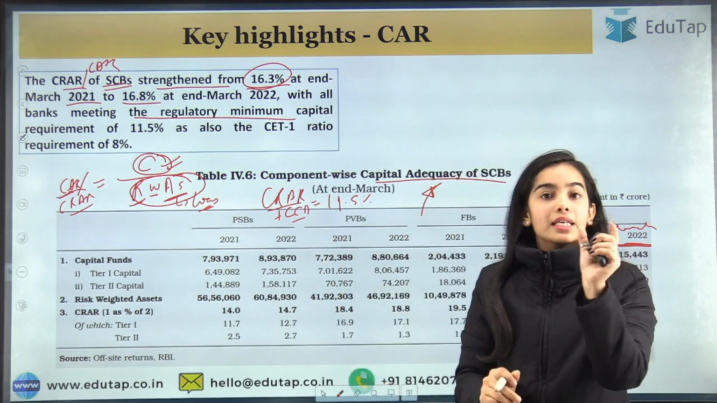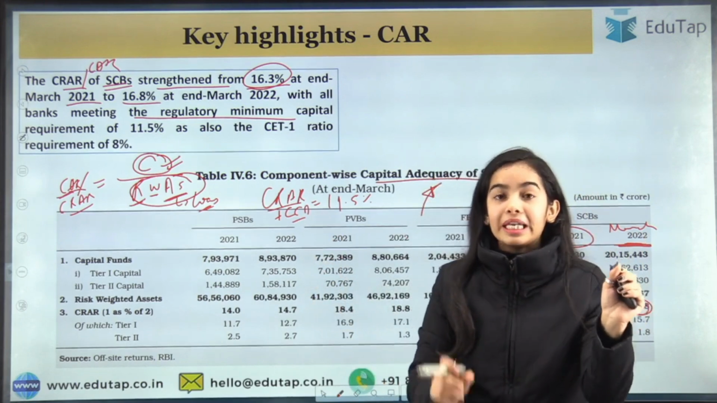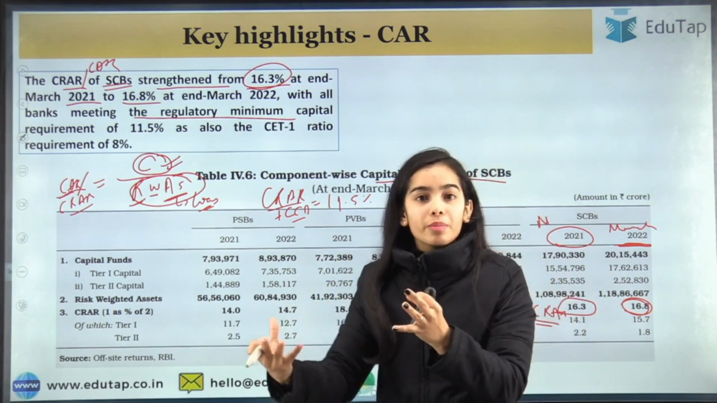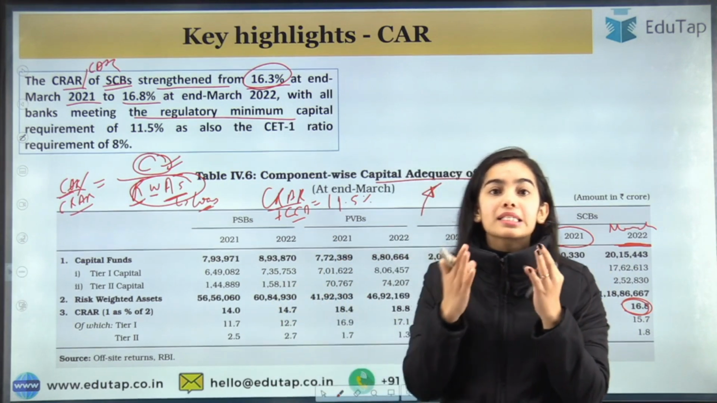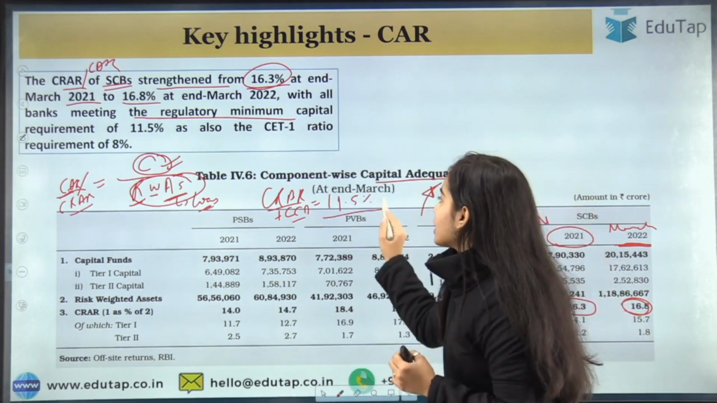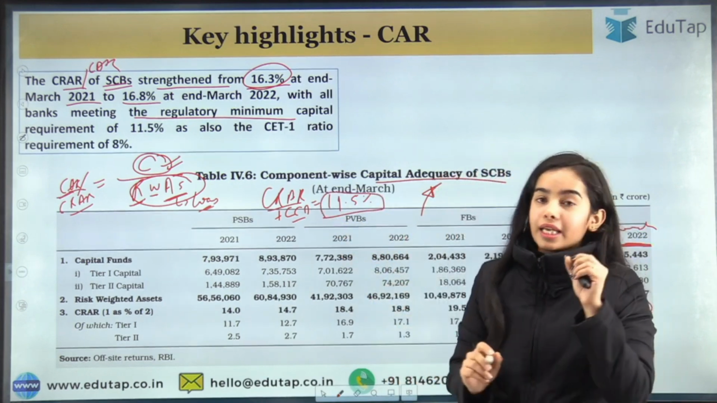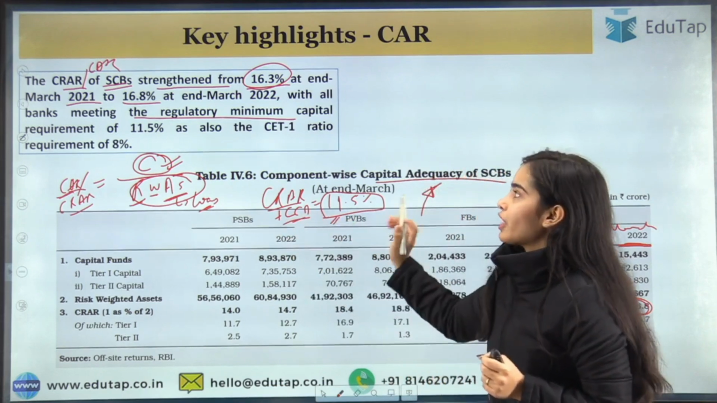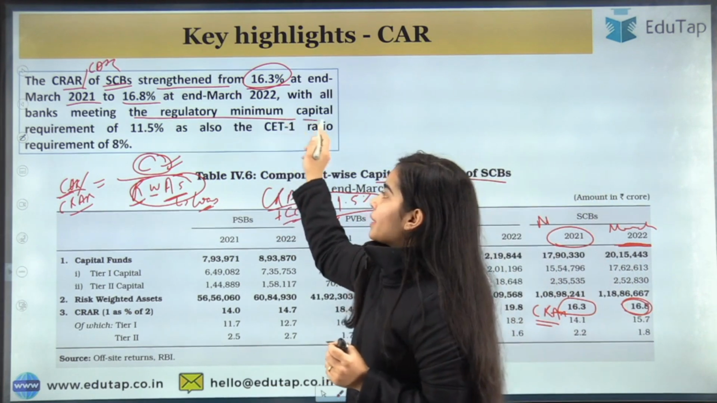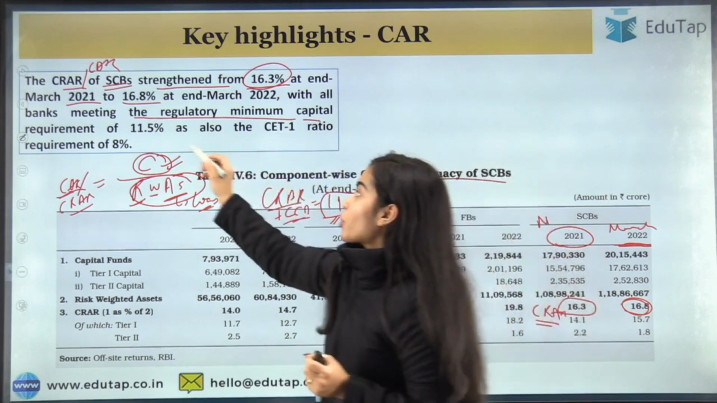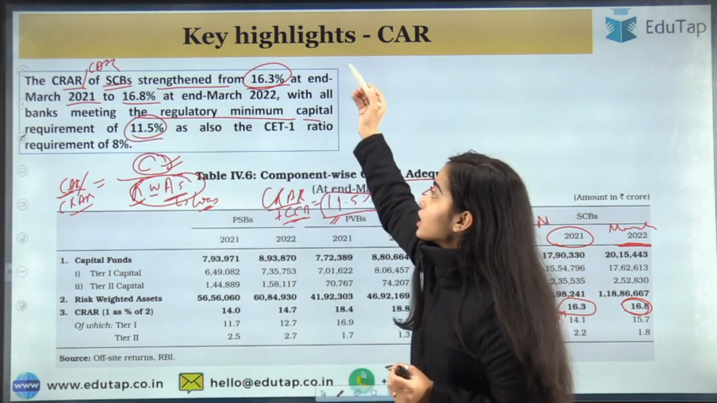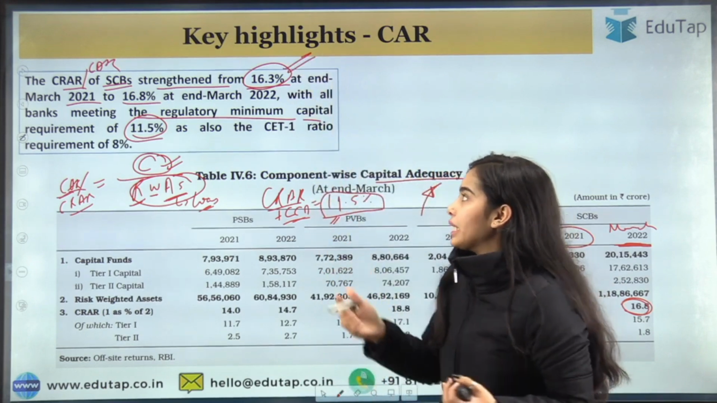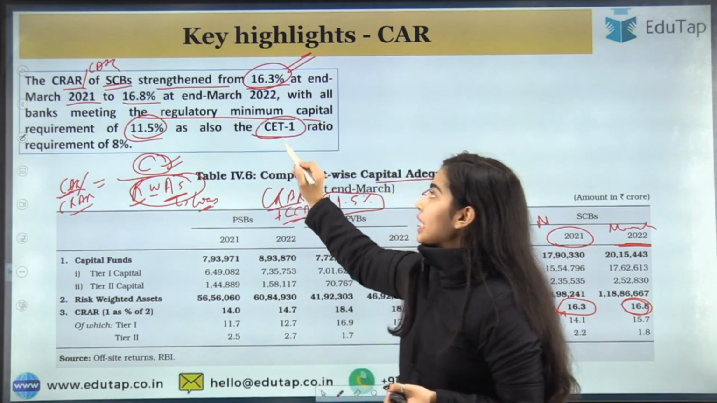Okay, CRAR is 9% that the banks have to maintain, plus the capital conservation buffer. The additional buffer that has to be maintained by the banks is 2.5%. So in total, the banks have to maintain the CRAR plus the capital conservation buffer, that we call 11.5%. So the minimum capital requirement for the banks is 11.5%. Of course, you can see that the scheduled commercial banks are quite high compared to what they have to maintain. As also the common equity tier 1.